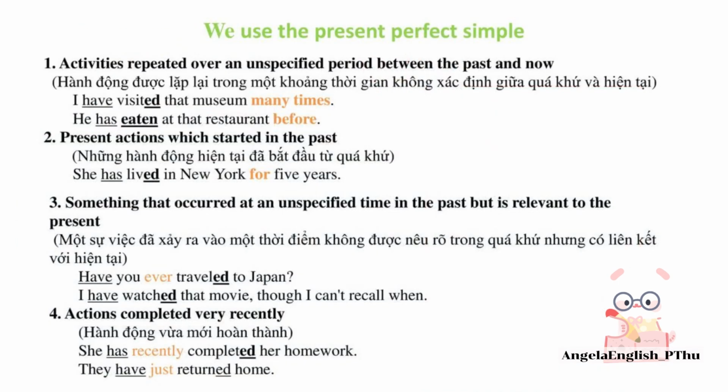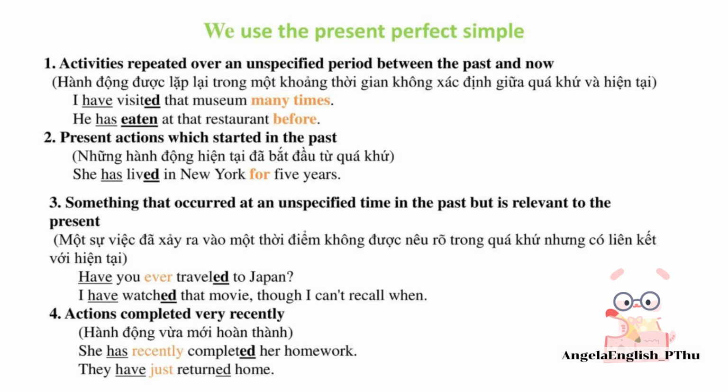We use the present perfect simple: 1. Activities repeated over an unspecified period between the past and now. For example, I have visited that museum many times. He has eaten at that restaurant before. 2. Present actions which started in the past. For example, she has lived in New York for 5 years.